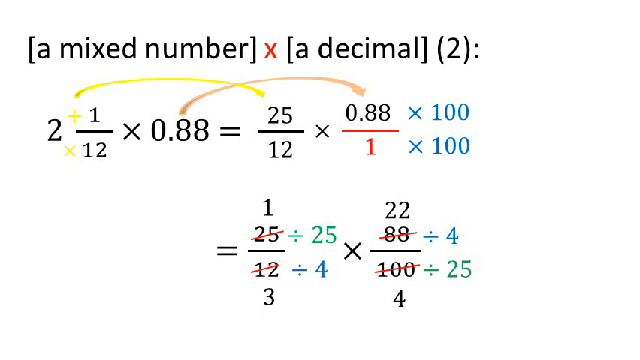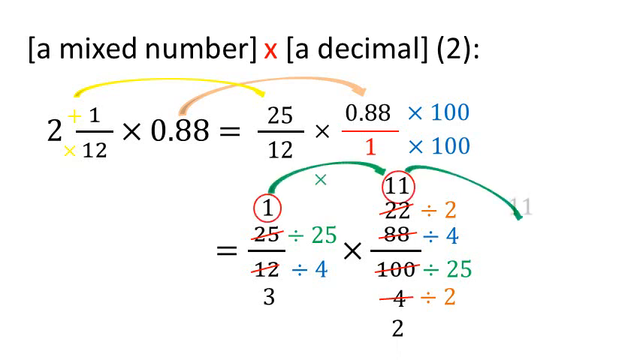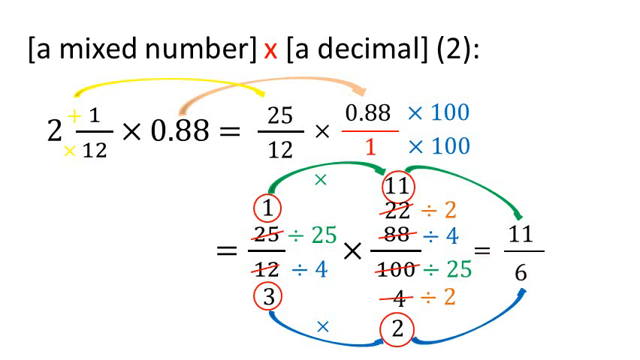We can also see that the numerator 22 and the denominator 4 have a common factor of 2. So you can divide 22 by 2 to get 11. And 4 divided by 2, you get 2. Now multiply the numerators 1 and 11 to get 11. And the denominators 3 and 2 to get 6. So the answer is 11 over 6.